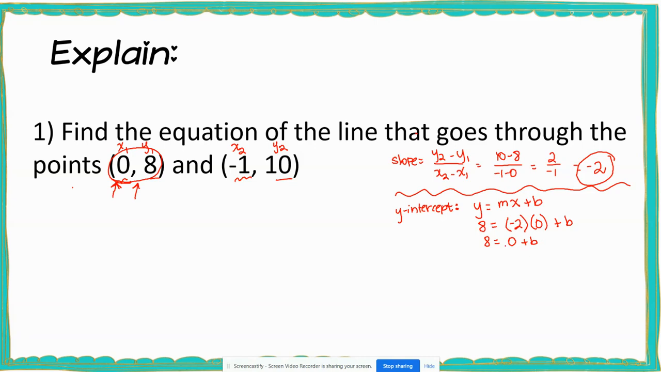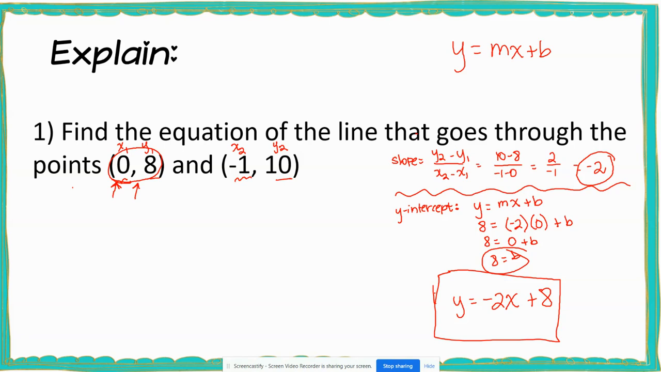Well, 0 plus what gives me 8? Well, I know that b must be 8 because 0 plus 8 equals 8. So once I know that the slope is negative 2 and the y-intercept is 8, I can put that into an equation. So the equation, remember, is always in that form, y equals mx plus b. Well, m is slope, so negative 2 times x. My b is 8, so since it's positive, I'm going to put plus 8. So this is the equation of this line.